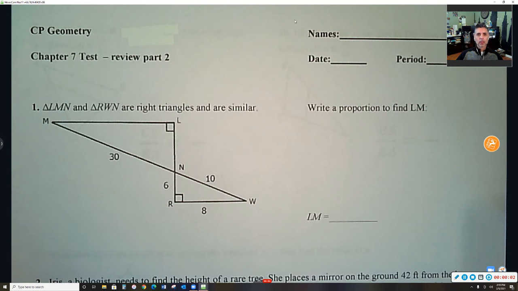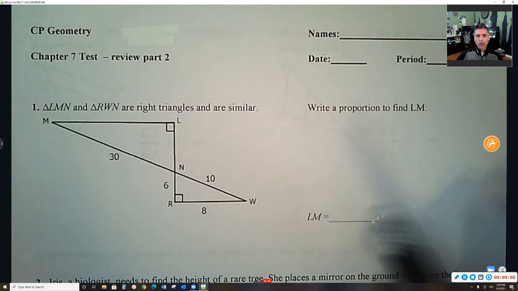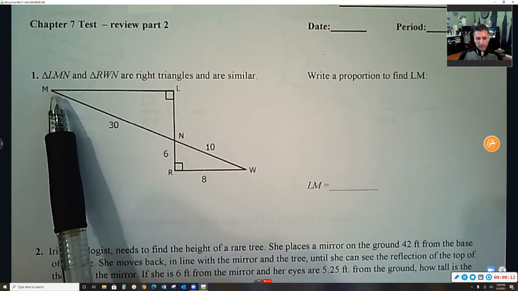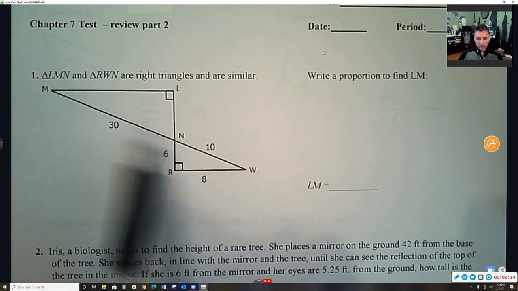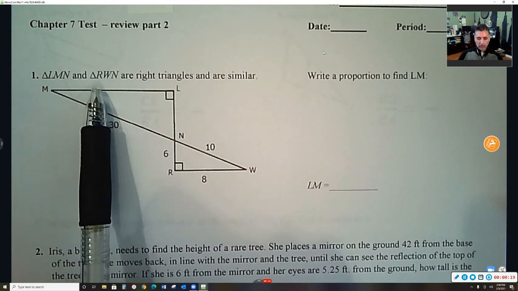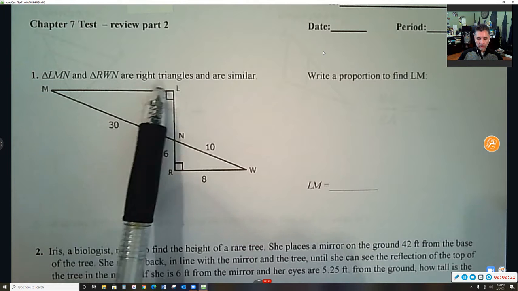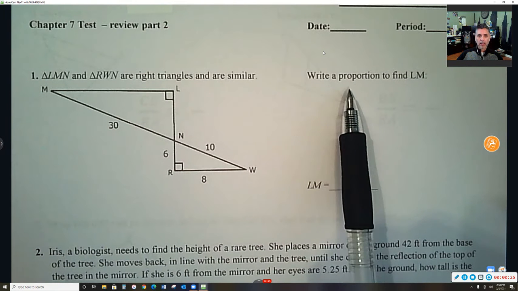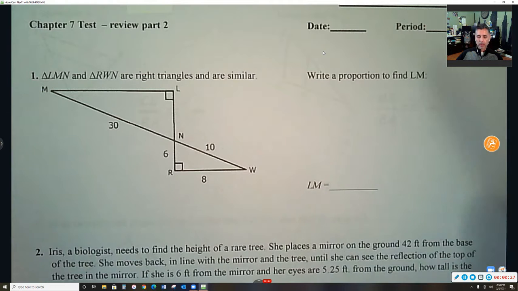Hey everyone, so here's the solutions to the second review. So the first question on the review is this one. We're given two triangles that are similar, triangle LMN, which is this top triangle, and triangle RWN are right triangles and are similar. And then it says write a proportion to find LM, and then LM equals this.